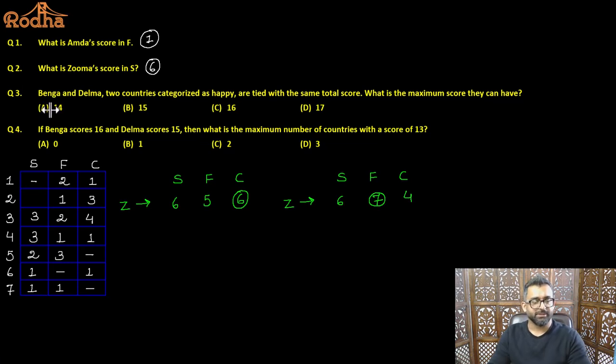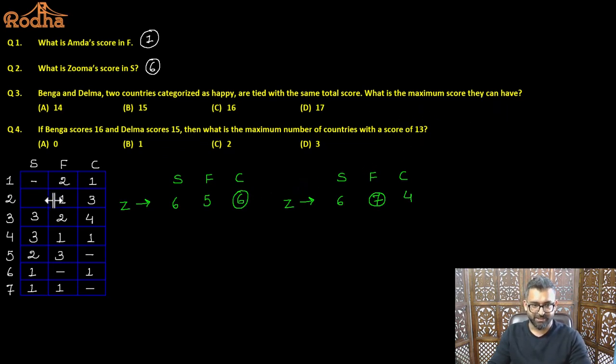So question number 3 then. B and D, two countries categorized as happy. I know Z is happy. I have two countries categorized as happy. Which countries? B and D. These are two other countries which are categorized as happy and tied with the same total score, not independent score. Total score is same. What is the maximum score they can have?